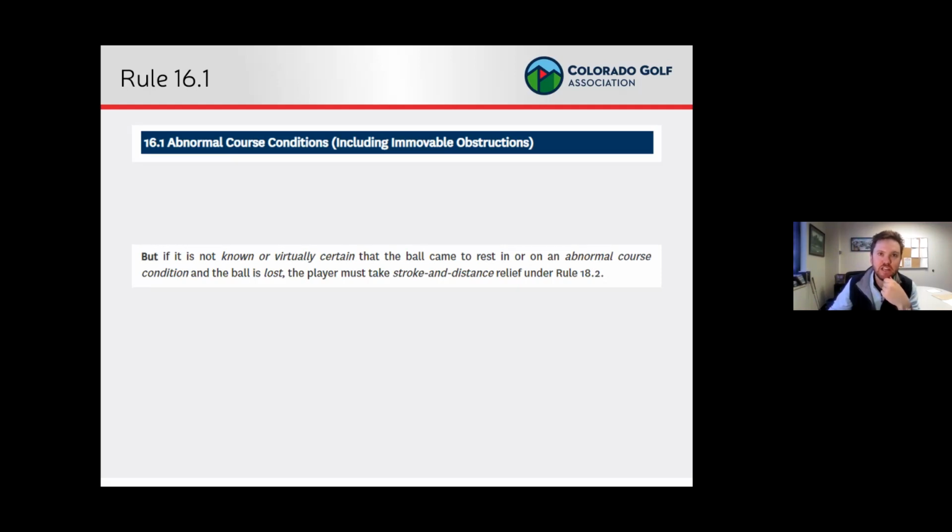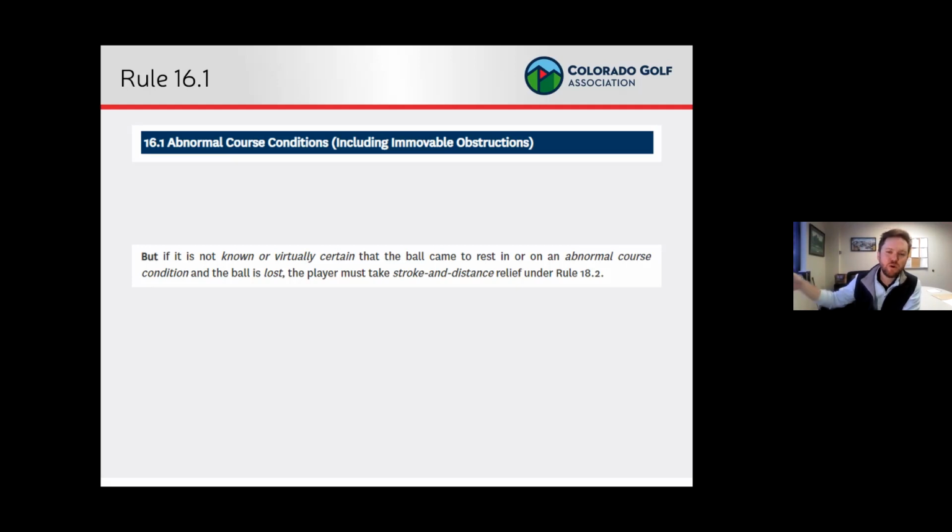So this could be a very small area of ground under repair, and a player says, oh, it's known or virtually certain to be in here. Well, no, it's not, because we would find it if it was. Or, if you say, oh, it's a 50-50 shot, it might be in this area of GUR or temporary water. That's not knowledge of returning. That's not 95%. So if it is not 95% certain, when we see that known or virtually certain tag there, that the ball came to rest in normal course condition, this is a lost ball.